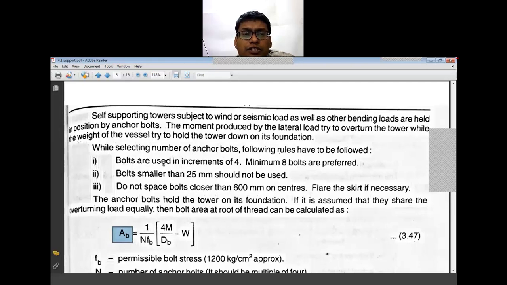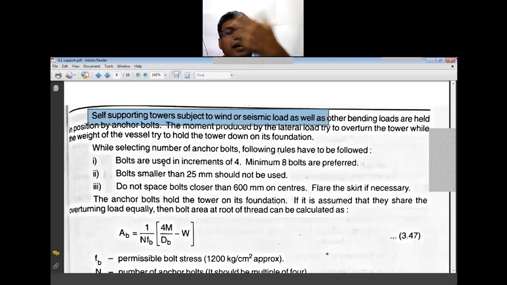If the self-supporting tower is subjected to the wind or seismic load as well as other bending loads, it is held in position by anchor bolts. The moment produced by the lateral load tries to overturn the tower, while the weight of the vessel tries to hold the tower down on its foundation. The weight of the vessel itself is so strong that whatever push comes, either wind or seismic load, it makes no difference. It becomes strong and it will become stable.